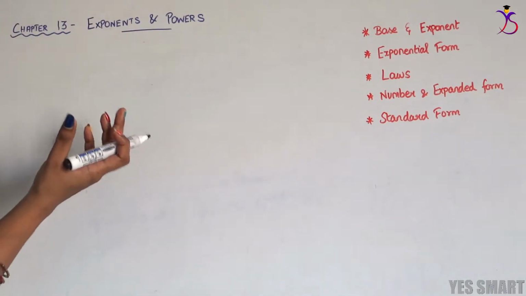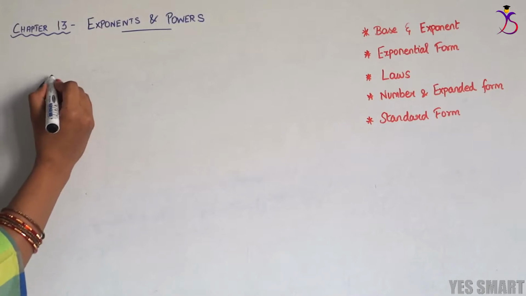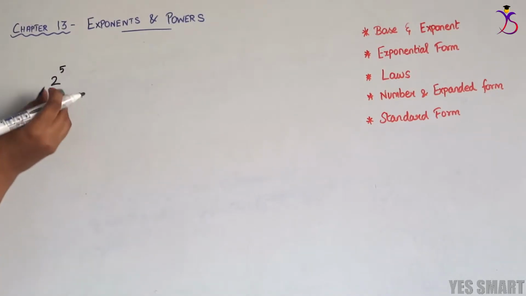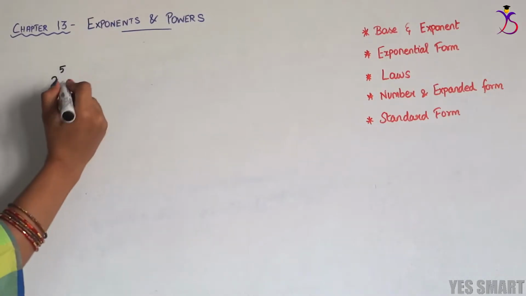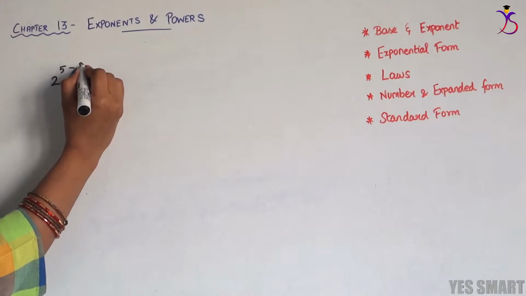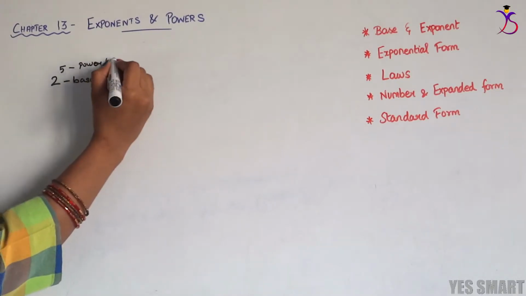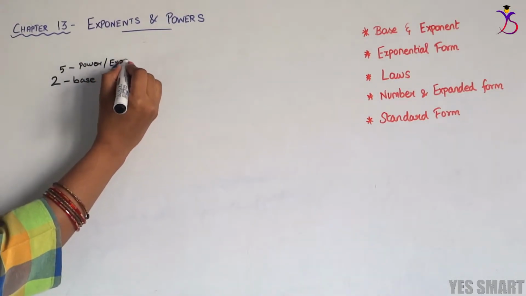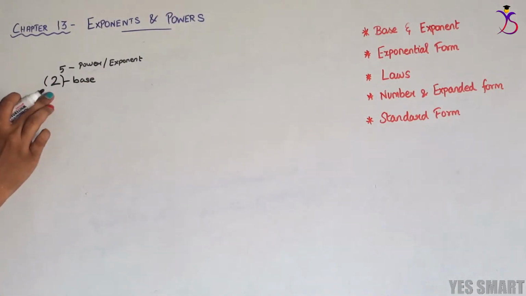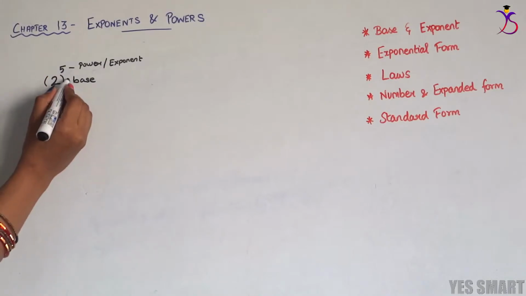First, let's look into what the base and the exponent are. For example, 2 power 5. Here 2 is the base and 5 is the power. This is called the power or exponent. The meaning of 2 power 5 is 2 into 2 into 2 into 2 into 2, 5 times.